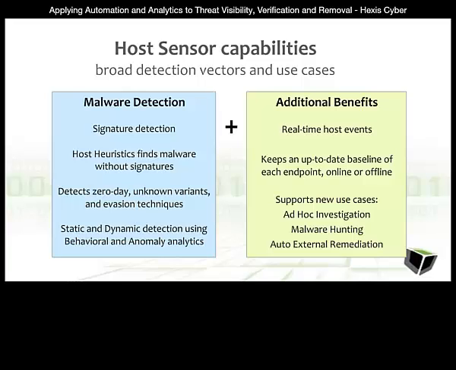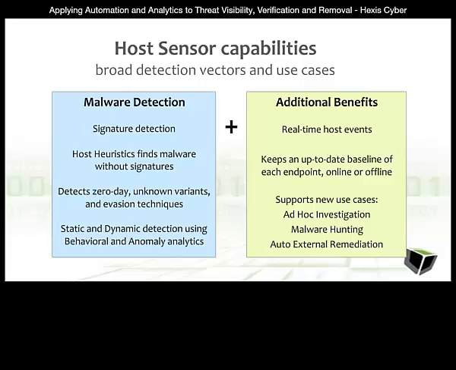Our host heuristics is the ability to find malware on the endpoint without signatures. We use a combination of static and dynamic detection around behavioral and anomaly analytics. We have 174 different analytics, and that lets the endpoint detect zero-day, unknown variants, and also evasion techniques from malware. So that combination of detecting the known and detecting the unknown or zero-day is part of our endpoint capability.